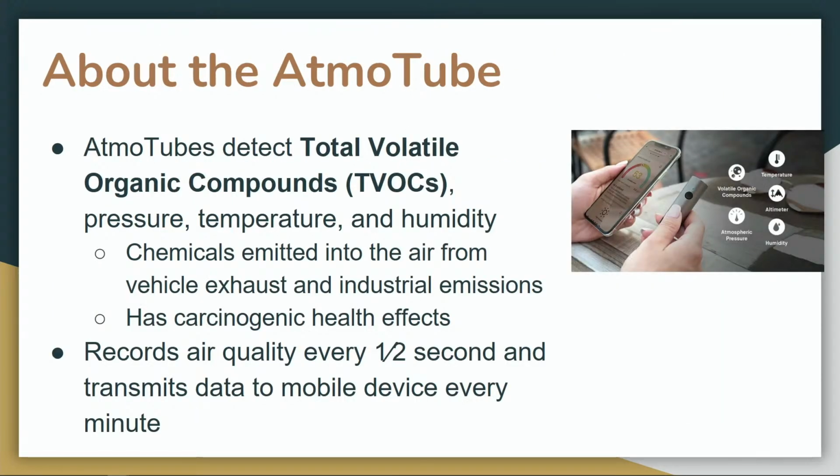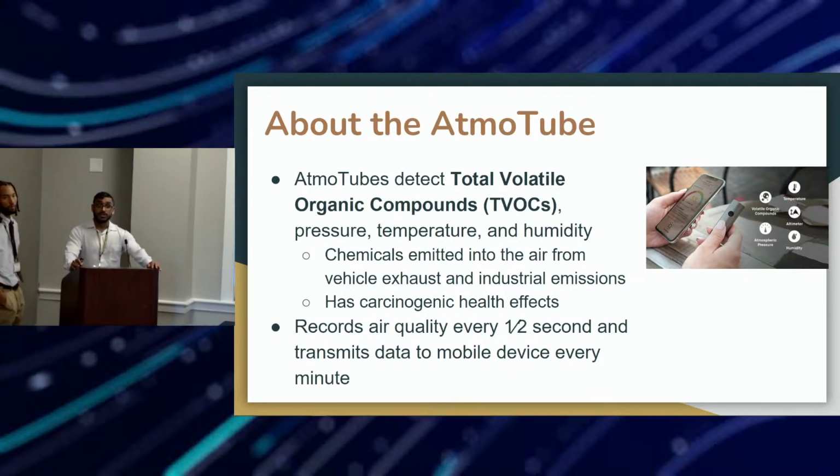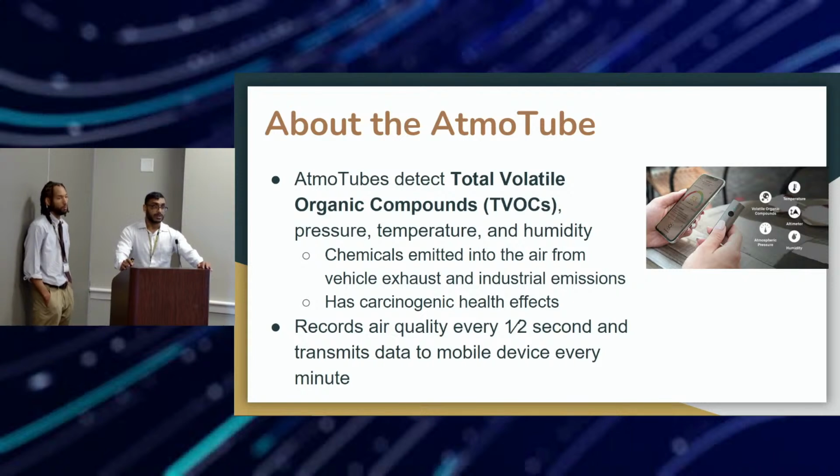So the next device we have here that was passed around is the Atmotube, and this one measures PM or VOCs? Okay, so this one measures total volatile organic compounds, which include benzenes, toluenes, and other products from paint, from wood processing plants, etc. It does have carcinogenic effects, so it is linked to cancer. And this device is mobile, and we've actually deployed this.